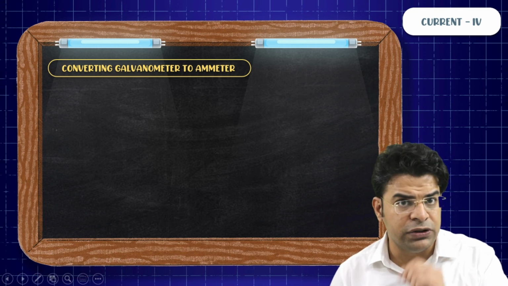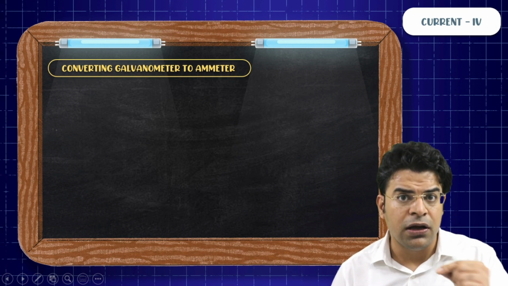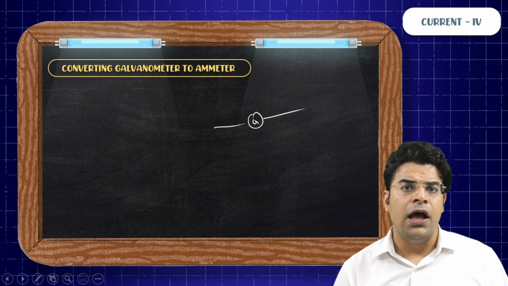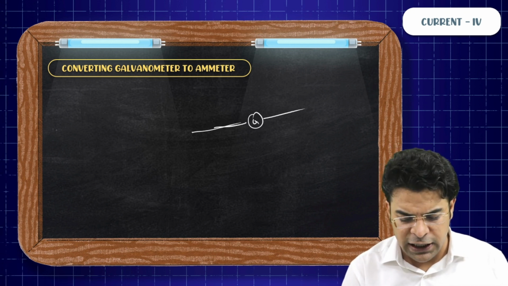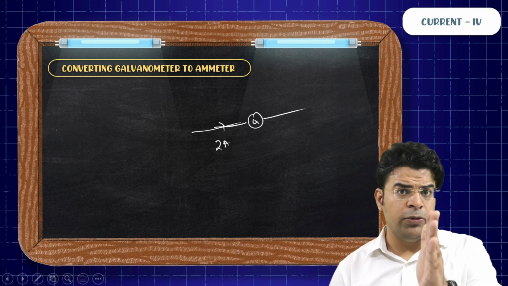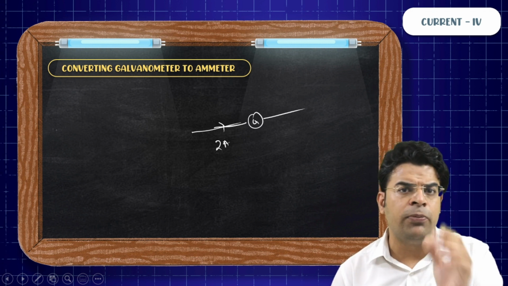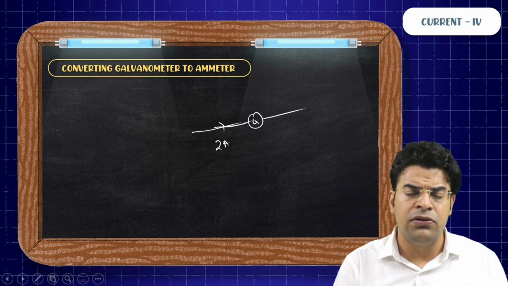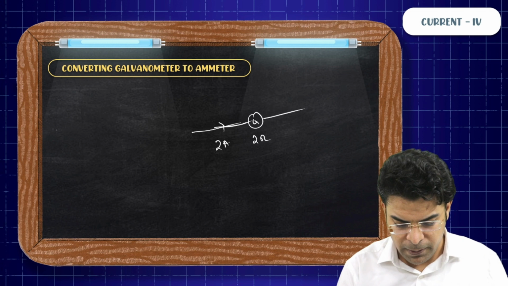Why do we use an ammeter? We use an ammeter to measure the current. Let's say you have a galvanometer, and through this particular galvanometer the maximum current that can flow is 2 ampere. This means that this galvanometer shows full scale deflection. The needle deflects to the maximum when 2 ampere of current flows through it. Now, let's say the resistance of this galvanometer is 2 ohm.